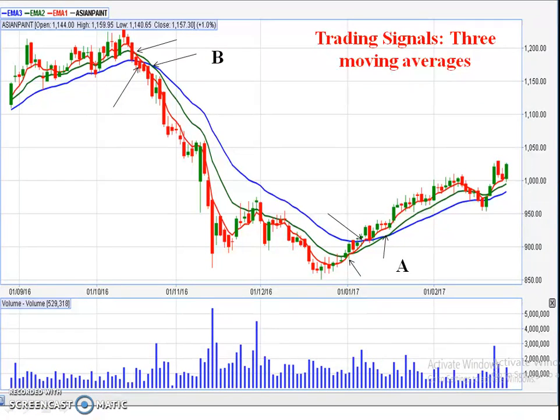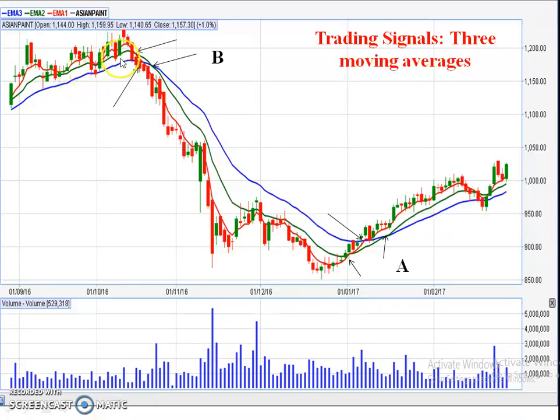Now, let us understand the buy and sell signals with the help of 3 moving averages. In this slide you can see that the fast moving average crosses the green medium moving average from below. This generates first buy signal. Then the fast moving average crosses above the slow moving average in blue color. This confirms the previous buy signal. Later, the medium moving average crosses the slow moving average, which confirms previous 2 signals. Thus, the crossing of fast, medium, and slow moving averages in upward direction generates the buy signals.